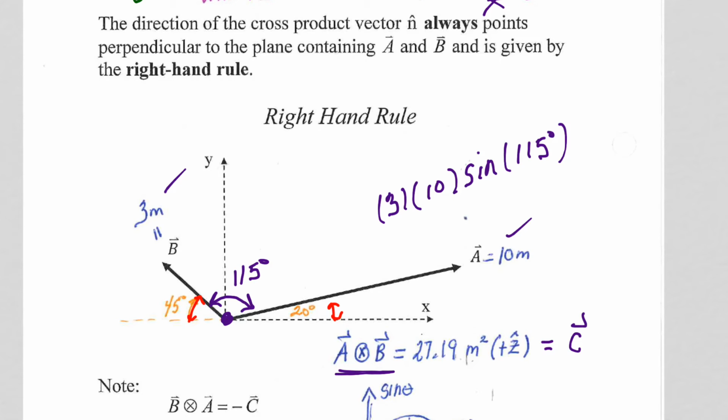When we do that, we should get, I hope we get, 27.19. So you can check to make sure that's correct. So the 27.19 is the magnitude of vector C. That's the magnitude of our cross product answer.